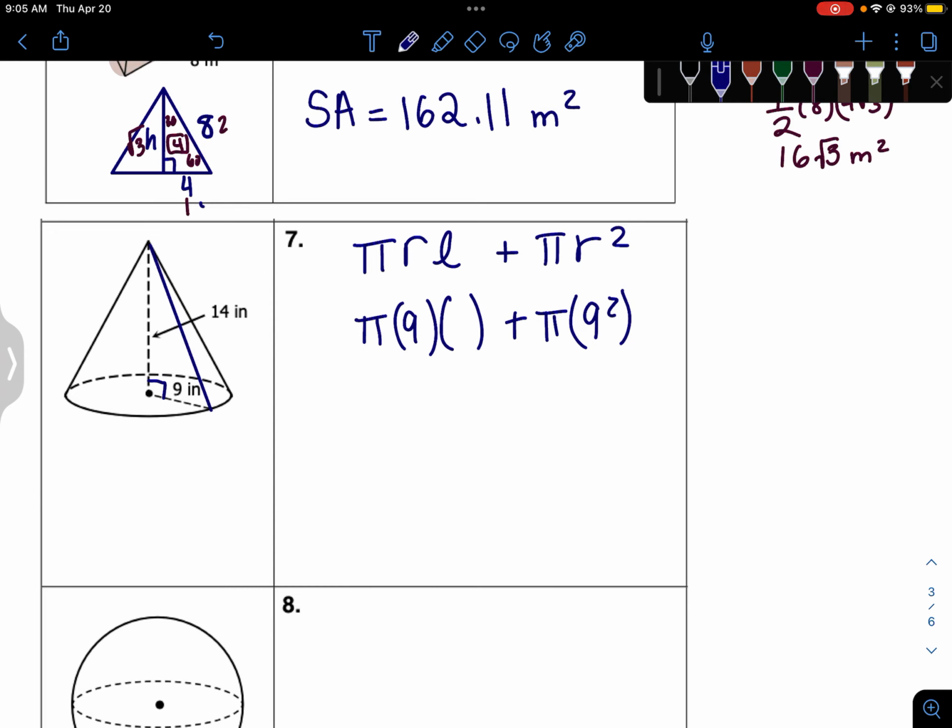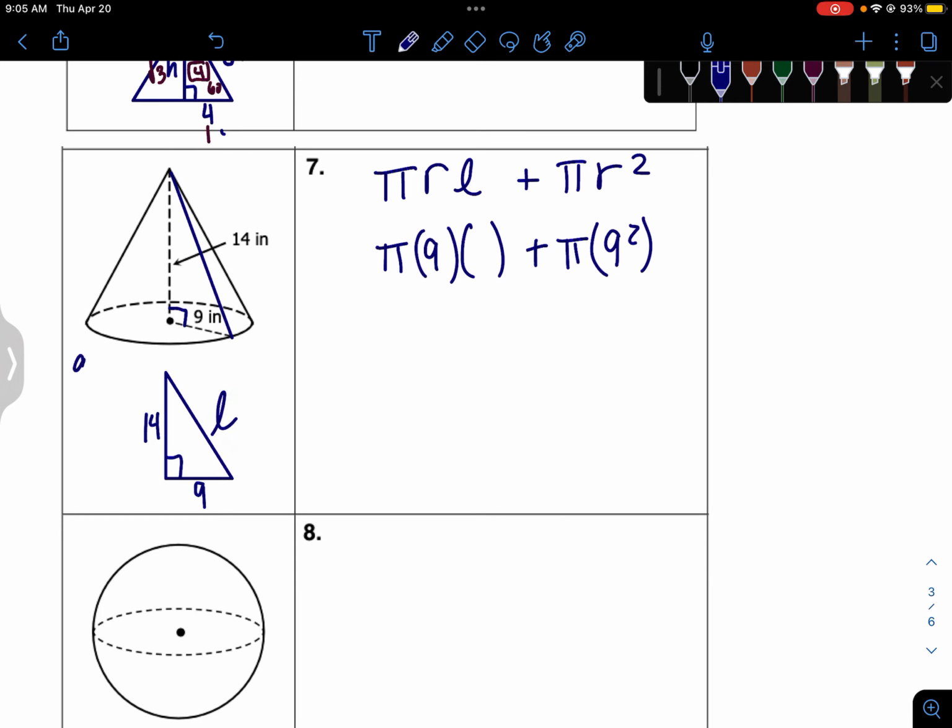So on that right triangle, the radius is 9, the height is 14, and we have to find the slant height. Pythagorean theorem will tell us that 9 squared plus 14 squared equals our slant height squared. Take the square root of both sides. We get that our slant height is 16.64.